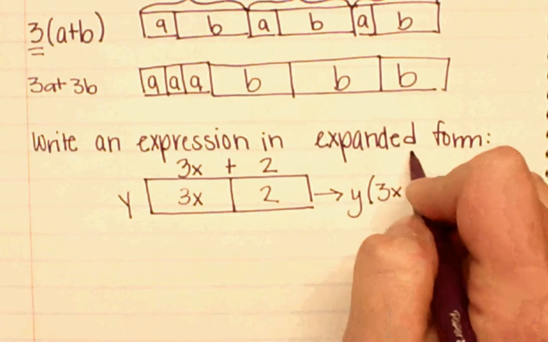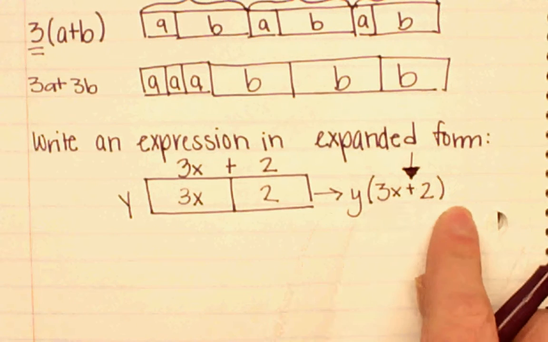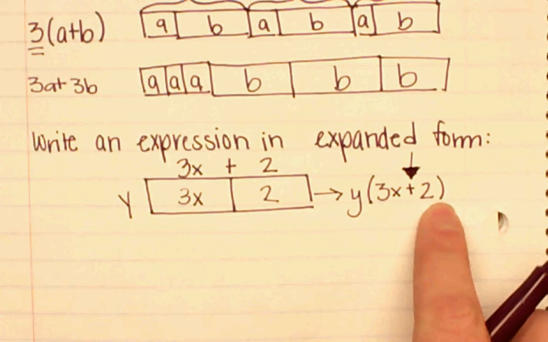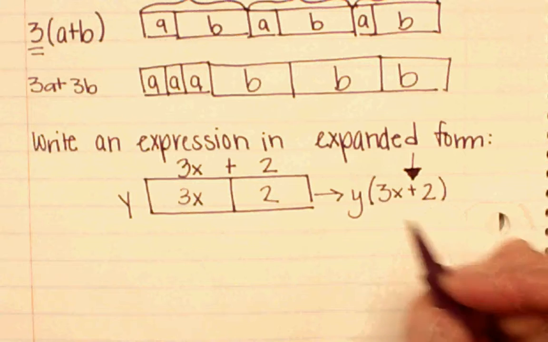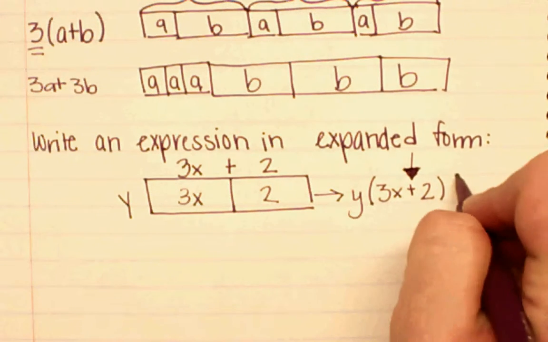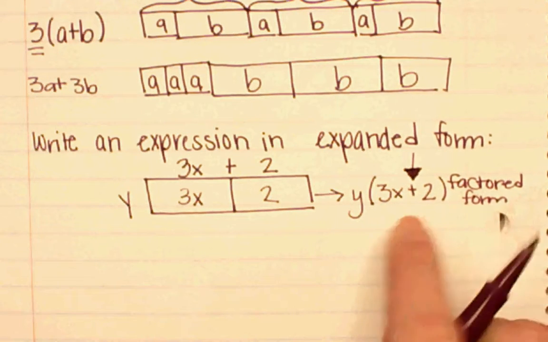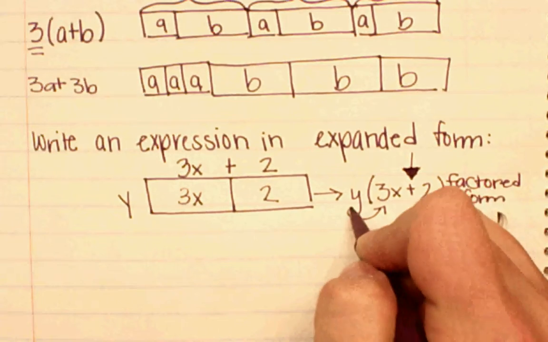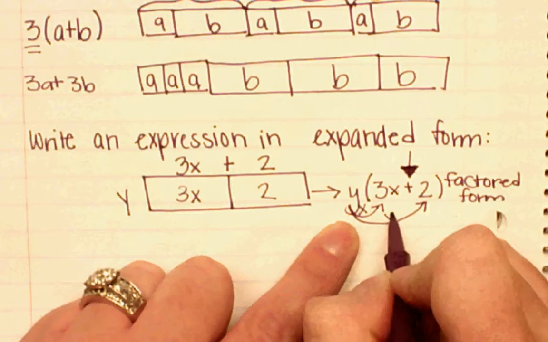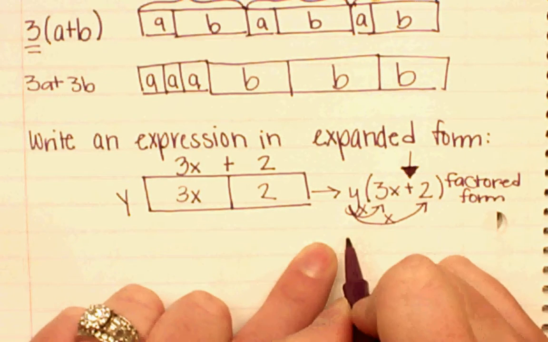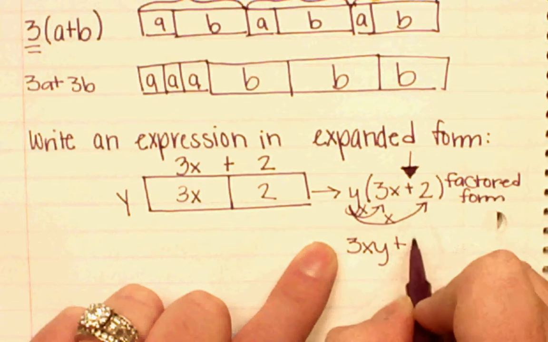So this is expanded form. I know we did it yesterday in the lesson before. This is what it is when we do this. It's called expanded form. I'm sorry, this is factored form. To get to expanded form, you take the factored form, which is this one, and we put them in. So y times 3x, y times 2. So y times 3x means 3xy plus 2y.